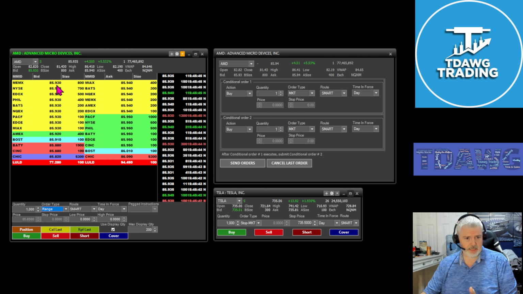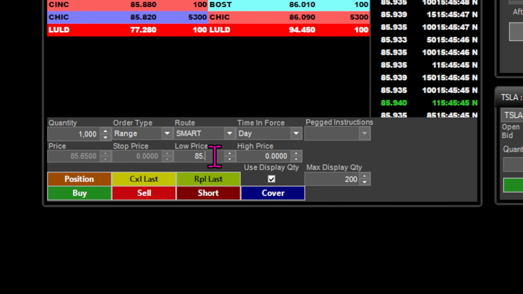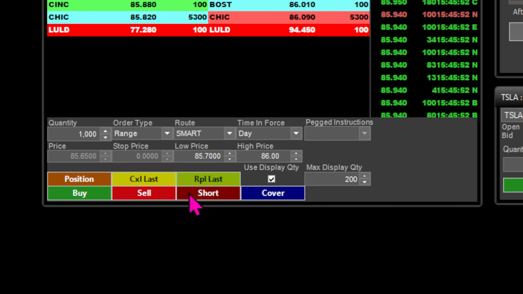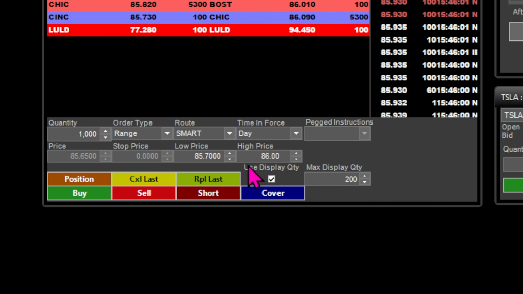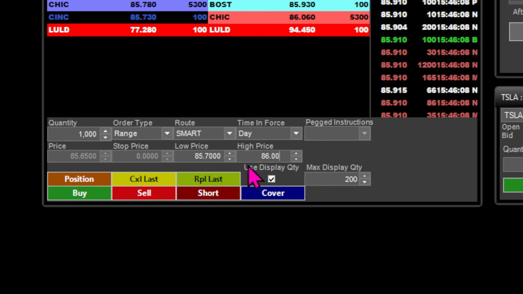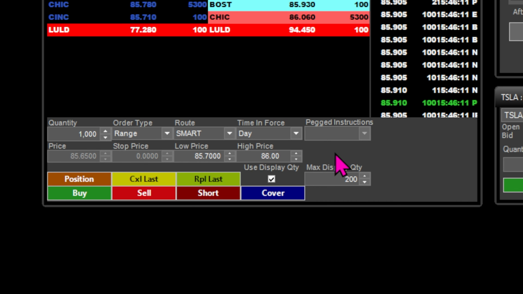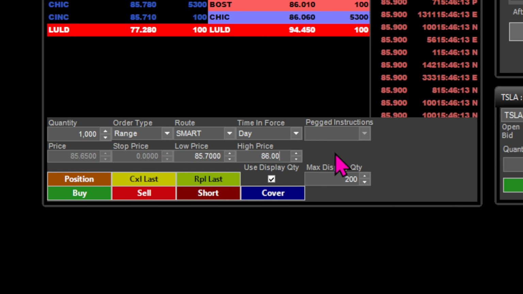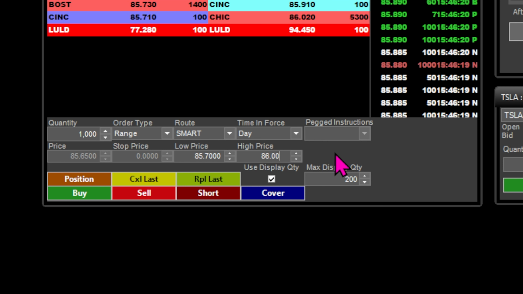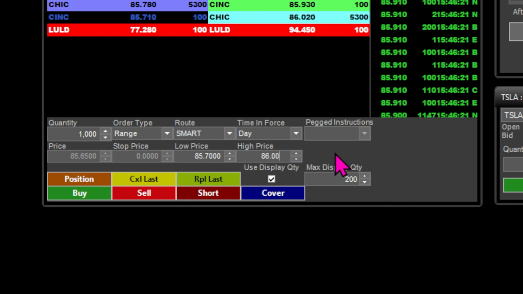Let's use my example again, that 85.70 is my stop. And let's say I want 86 as my target. So if I put out a 1,000 share range order, it's going to put out two orders. It's going to put out a sell order, a limit order at 86 to only fill at 86. And then it's going to put a stop loss out there at 85.70. So if the stop loss triggers, it deletes the limit order for $86. If the limit order fills, it deletes the stop loss order. So they cancel each other out.